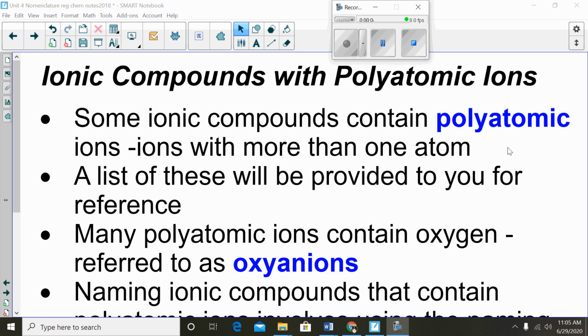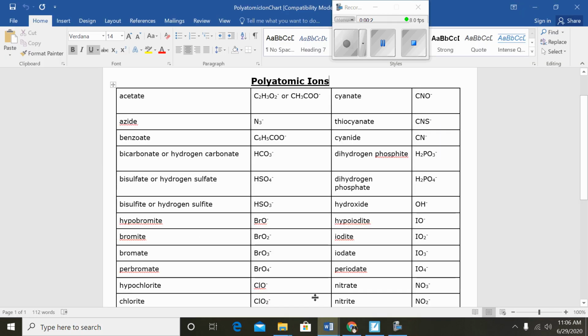This is Chemistry, Unit 4, Chemical Nomenclature. Ionic compounds with polyatomic ions. Some ionic compounds contain polyatomic ions. These are ions with more than one atom. A list of these will be provided to you for your reference, and it looks like this.